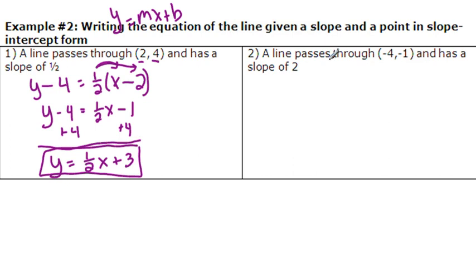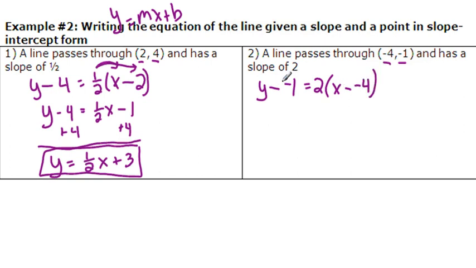So let's look at number 2. It's the same thing. I start with point-slope form. So I have y minus my y1, so that's -1, equals the slope, so 2, times x minus my x1, which is -4.